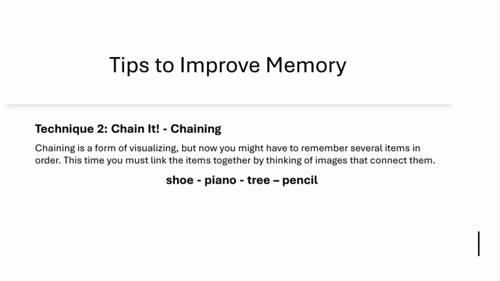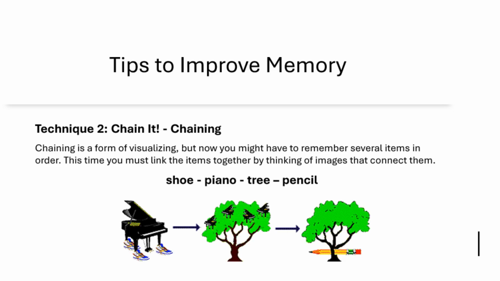Technique 2 is called chaining. Chaining is a form of visualization to help you remember several items in order. For this technique, you must link the items together by thinking of images that connect them. For example, to remember shoe, piano, tree, pencil, you might imagine a chain of images kind of like this. Remember, the more absurd the better, like that piano wearing shoes.